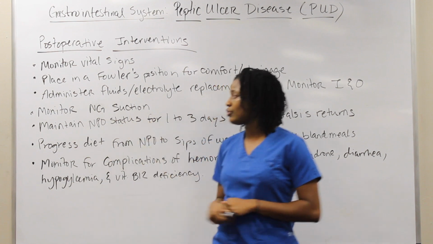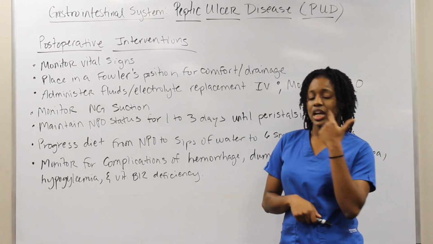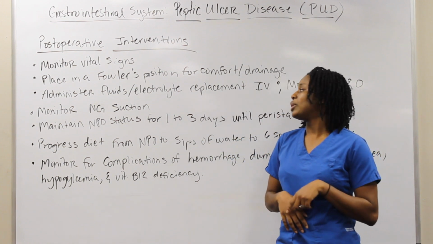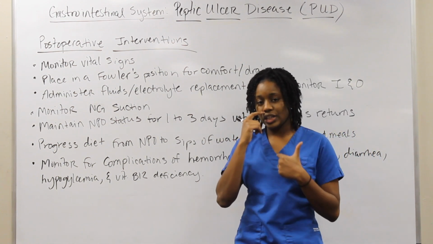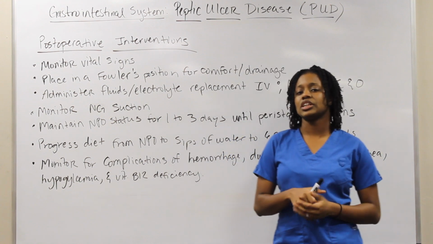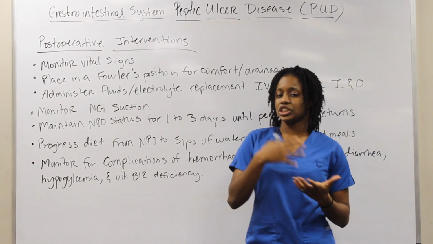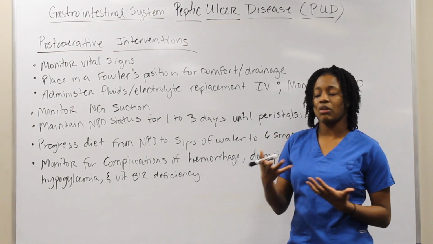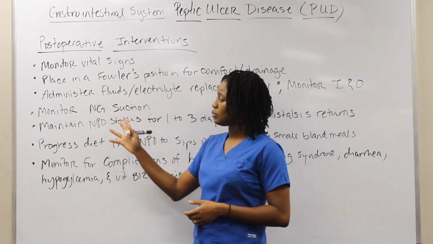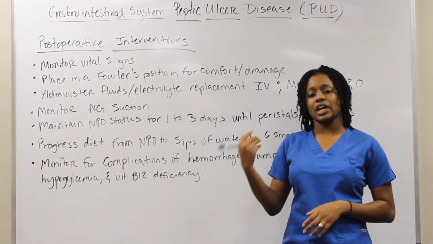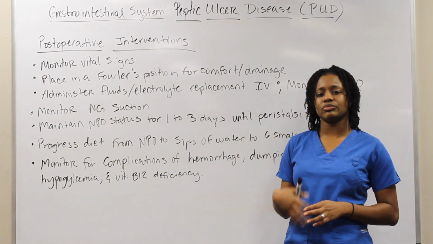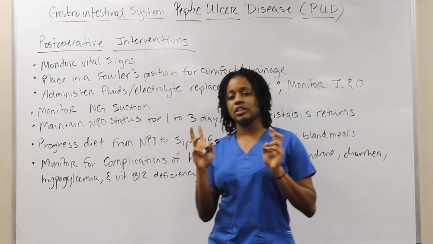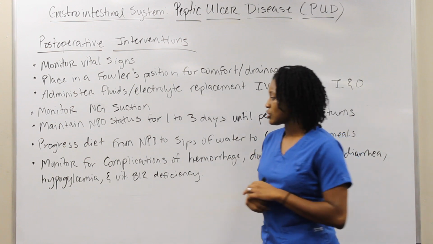You also want to monitor the NG suction. These patients are going to have an NG tube, or an OG tube if they are intubated, that may be attached to low intermittent suction, or whatever suction the doctor requires, whether it's regular or continuous, however he wants it. It will be hooked up to that so that all of the gastric contents, those extra fluids and secretions, can come out, okay, to prevent abdominal distension and aspiration.